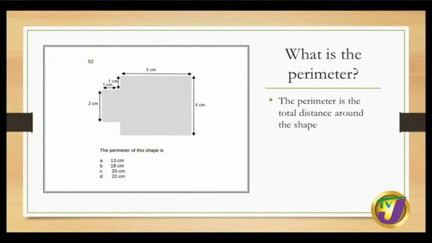So if we look at the shape, you have several measurements around it. If you're finding the perimeter, you must look at the shape and figure out how to add all those measurements. Now, on this particular shape, there are 3 measurements that are missing, but you can deduce the measurements by paying attention to the diagram. So let us put the measurements on the board.